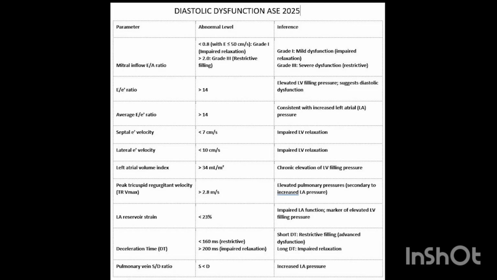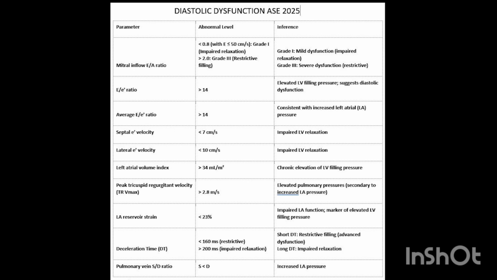The ASE 2025 guidelines for diastolic dysfunction. Mitral inflow E/A ratio less than 0.8 is grade 1 diastolic dysfunction or impaired relaxation. Greater than 2, grade 3 or restrictive filling. E to E prime ratio greater than 14 suggests elevated left ventricular filling pressure and diastolic dysfunction.